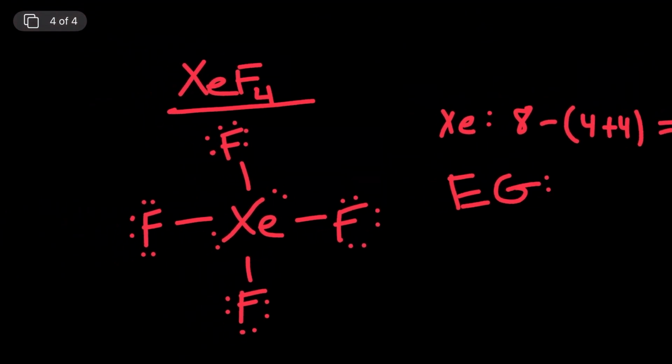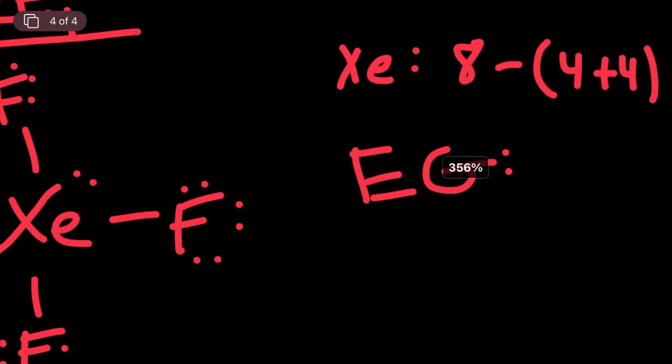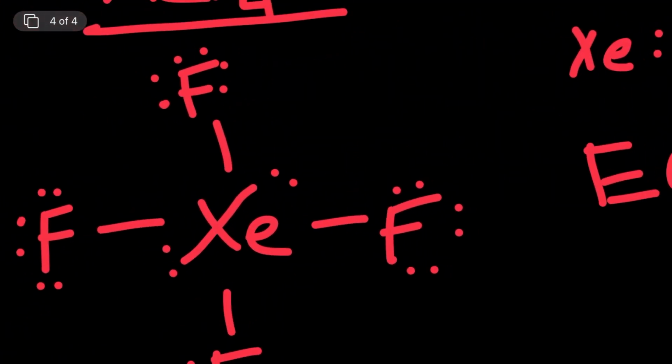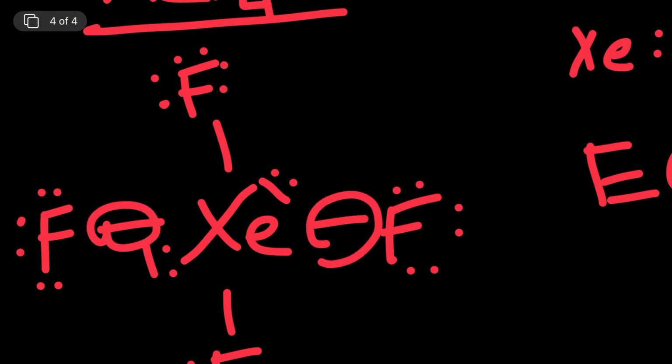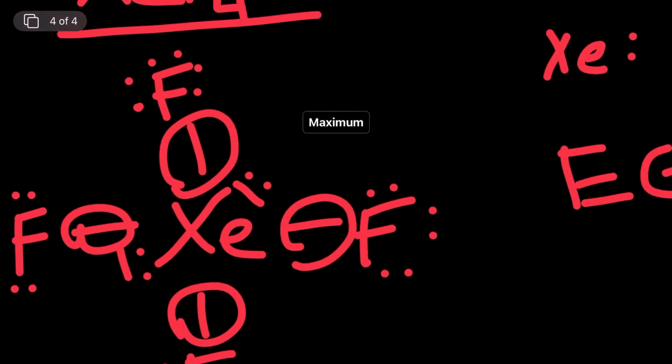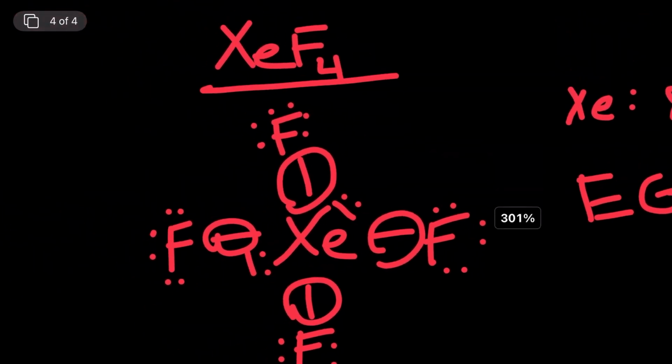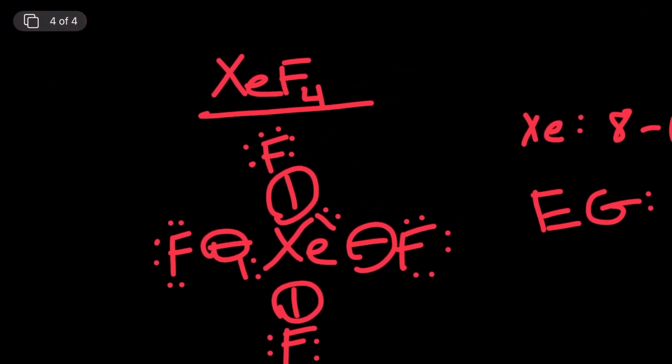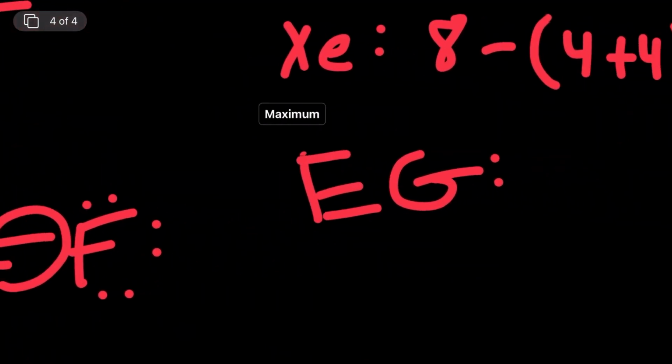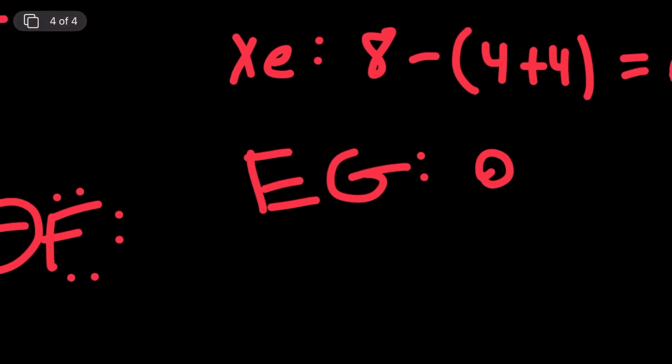In terms of VSEPR theory, we first have to start off with the electron geometry. And the electron geometry is found by counting the number of electron groups around the xenon. So the xenon has 1, 2, 3, 4, 5, 6 electron groups. When we have 6 electron groups, the electron geometry is going to be octahedral.